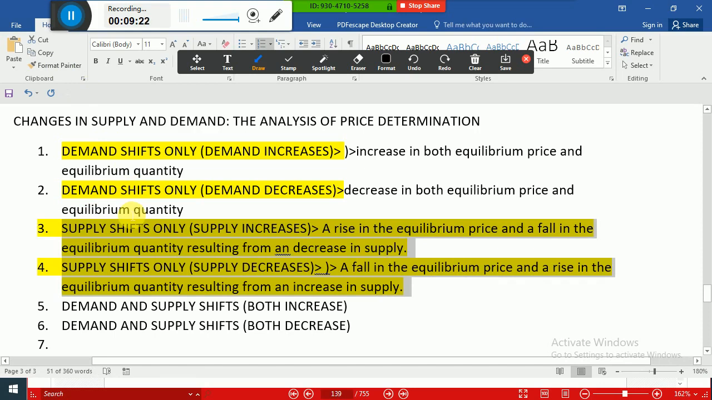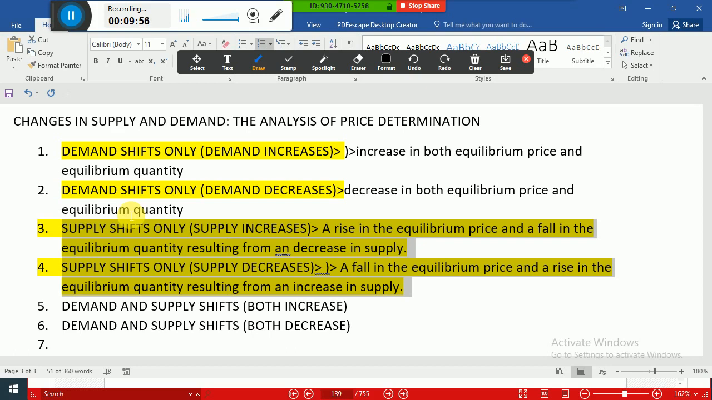First is demand increases, second is demand decreases, similarly third is supply increases, fourth is supply decreases. Next is demand and supply shift. Now we will assume that there is an increase in both demand and supply. In the next case we will assume that there is a decrease in both demand and supply.